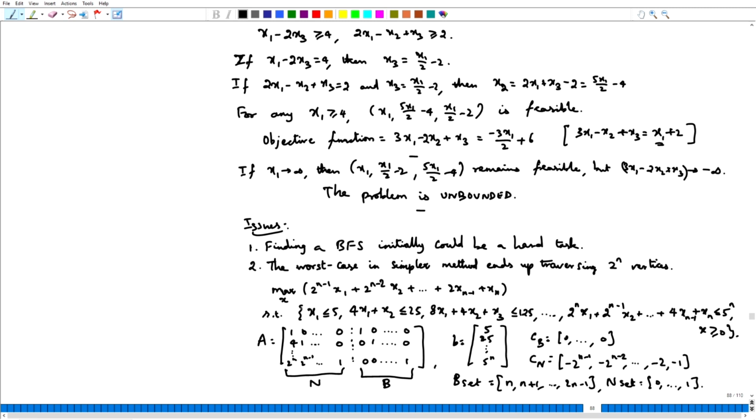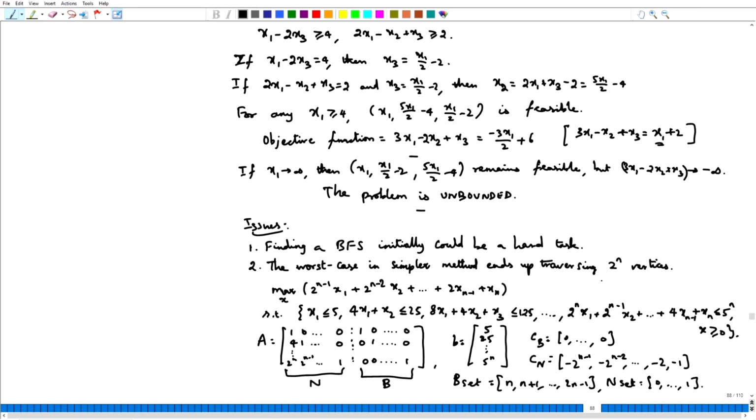So, we are maximizing this particular quantity, 2 power n minus 1 x 1 plus 2 power n minus 2 x 2 plus dot dot dot plus 2 x n minus 1 plus x n, subject to n conditions as well: x 1 less than or equal to 5, 4 x 1 plus x 2 less than or equal to 25, 8 x 1 plus 4 x 2 plus x 3 less than or equal to 125, dot dot dot, and the final condition 2 power n x 1 plus 2 power n minus 1 x 2 plus dot dot dot plus 4 x n minus 1 plus x n less than or equal to 5 power n, with all x 1 to x n greater than or equal to 0, right.